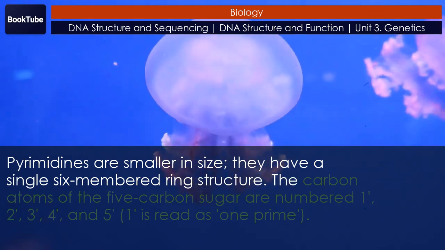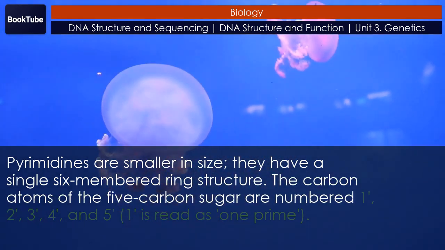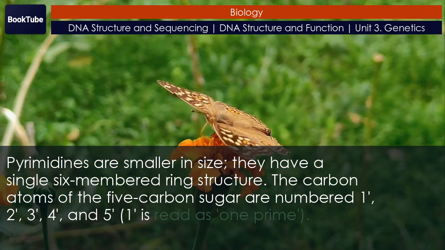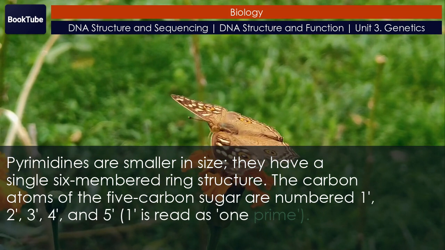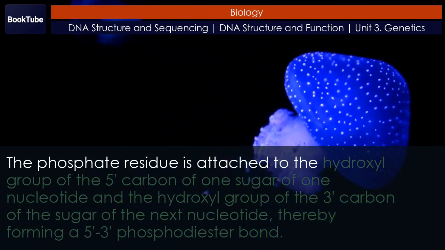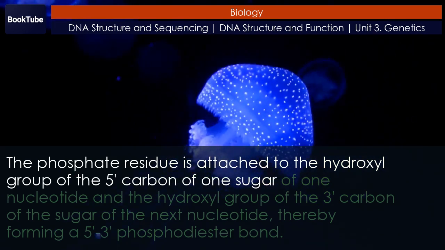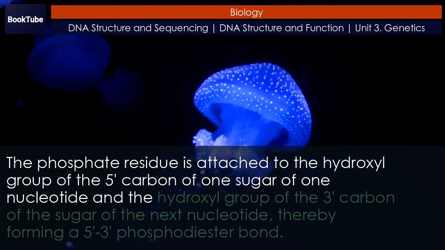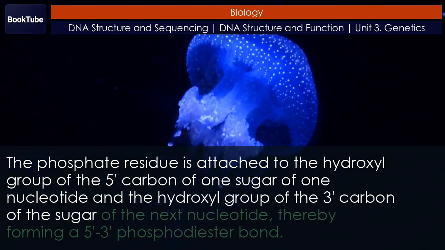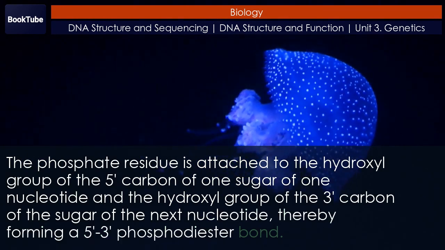The carbon atoms of the 5-carbon sugar are numbered 1', 2', 3', 4', and 5'. 1' is read as 1 prime. The phosphate residue is attached to the hydroxyl group of the 5' carbon of the sugar of one nucleotide and the hydroxyl group of the 3' carbon of the sugar of the next nucleotide, thereby forming a 5'-3' phosphodiester bond.